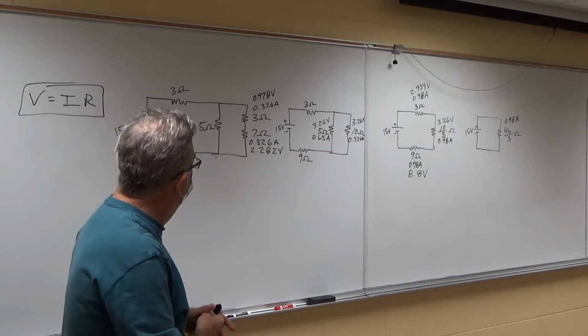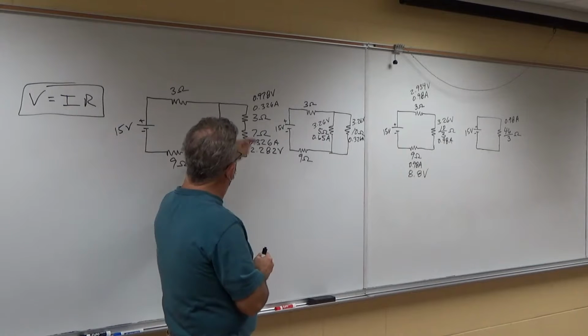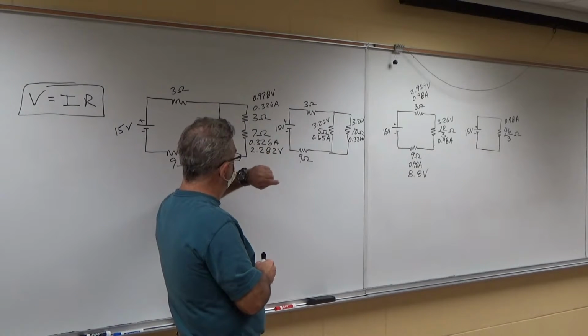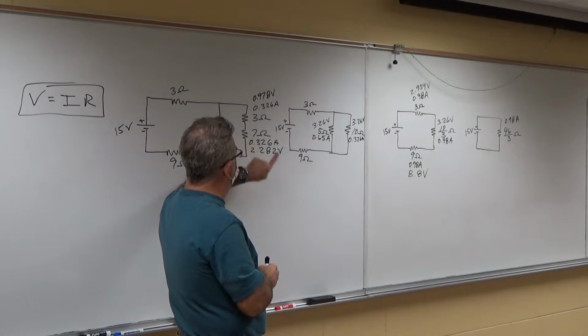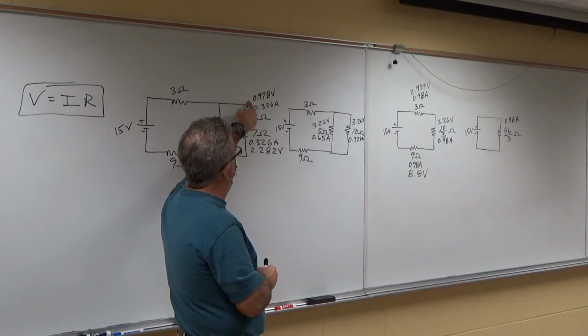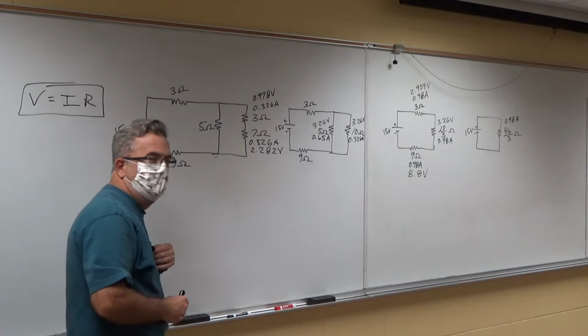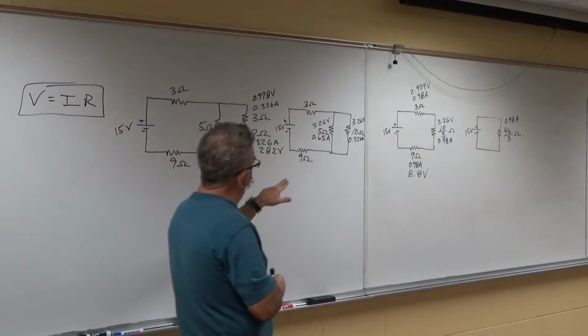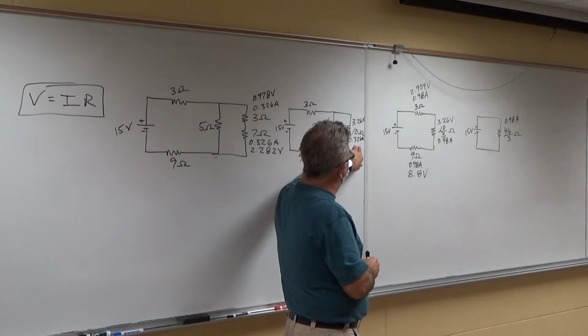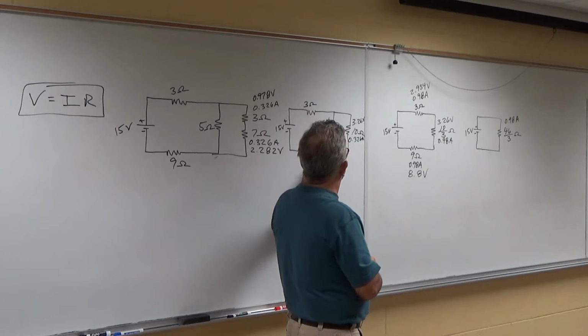As you can see, when they're in series, since they have equal current, the larger resistor gets the larger voltage. Smaller resistor gets the smaller voltage. When in parallel, the larger resistor gets less current. The smaller resistor gets more current.